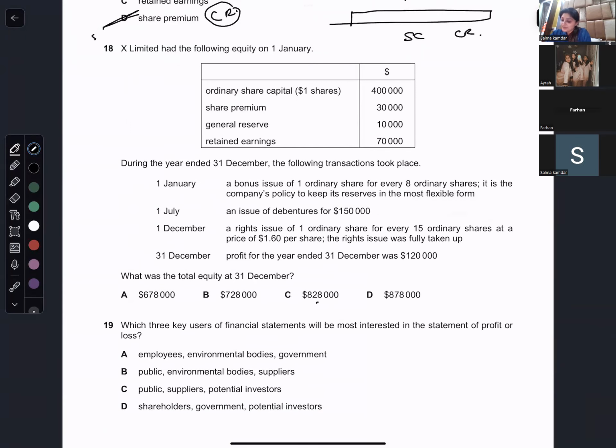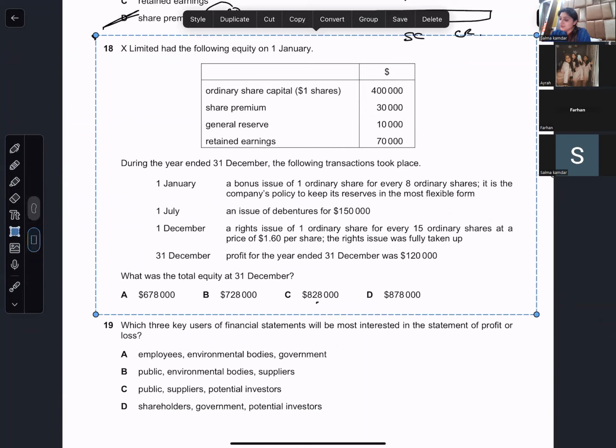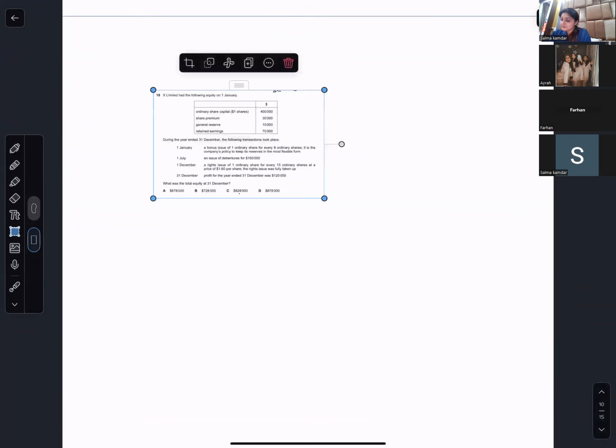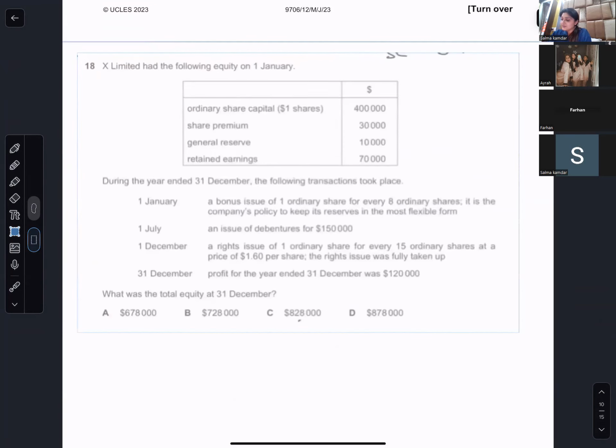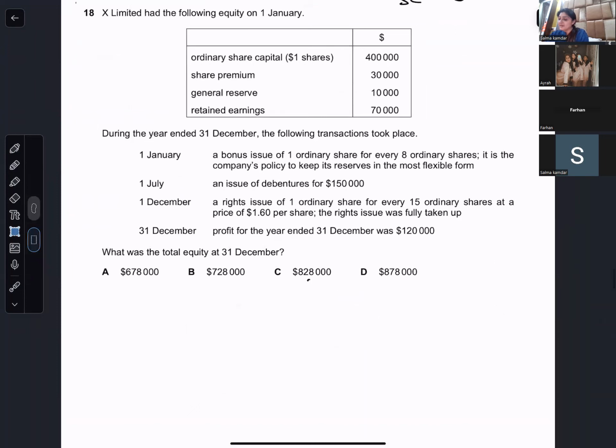What do they want from us? First, see what they want from us. The total equity. What is the total equity made up of? Total share capital plus share premium plus general reserves plus retained earnings. Are you getting it? Yes. Okay, fine. Ira, read.